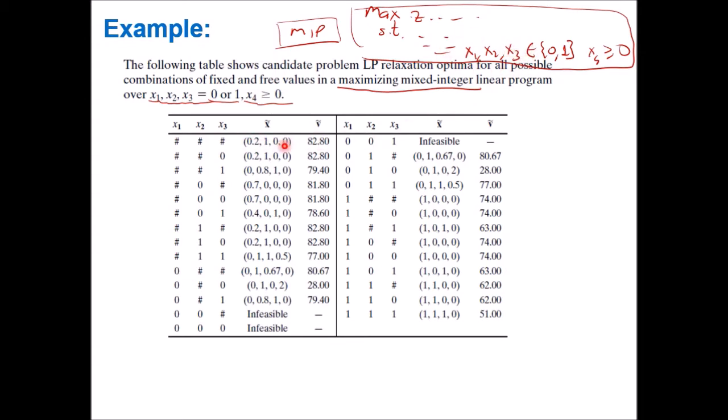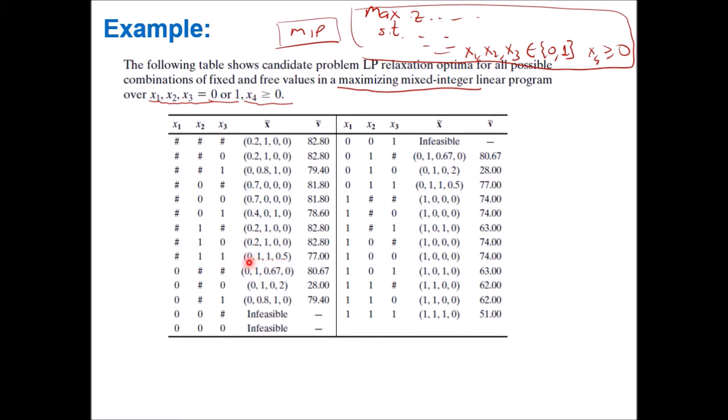So have a look at this one. Can this be the optimal solution? No, because x1 is not integer. Can this be the optimal solution? No, x1 is not integer, x2 is not integer.